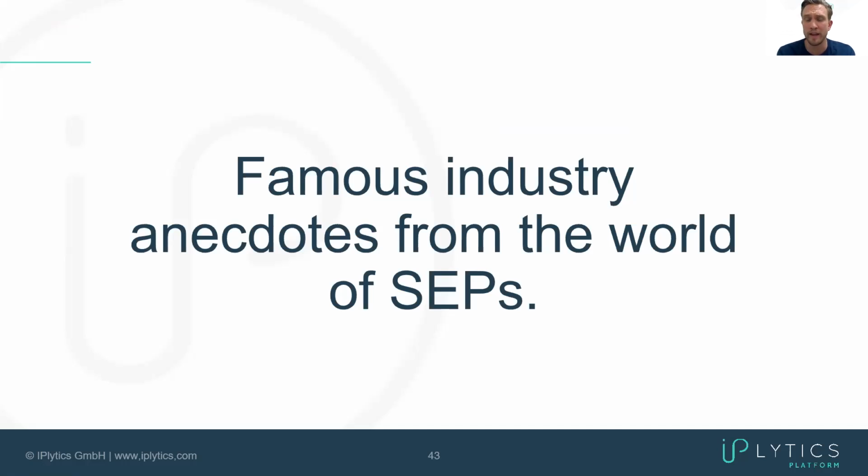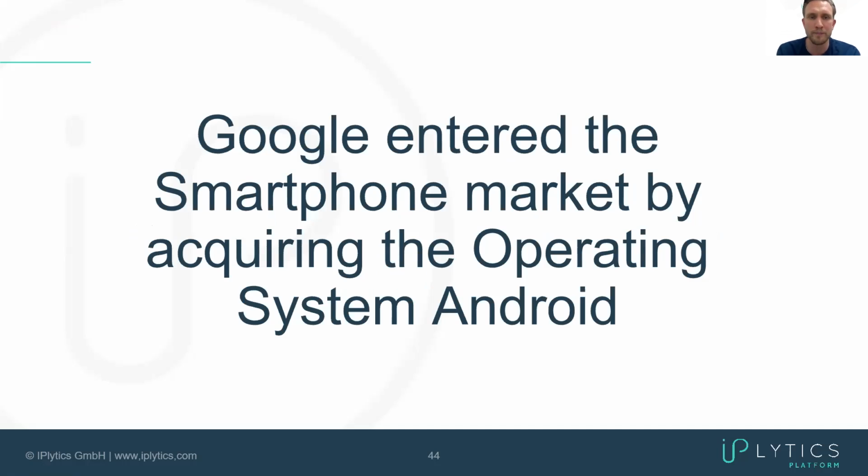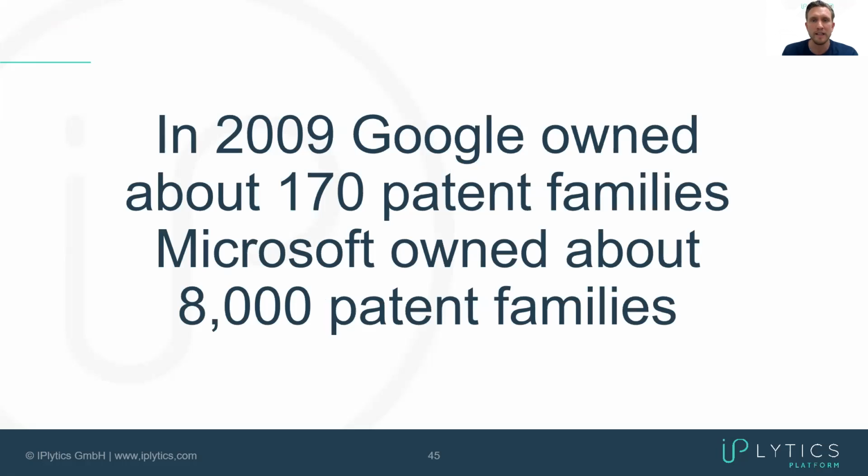Since there's not much time left, I'll rush a little bit through those industry anecdotes, but I think there are some great stories that I want to share with you. Google entered the smartphone market by acquiring the operating system Android, right? Many people do not know that Android was a startup that Google acquired, which was the foundation of their mobile operating system. In 2009, Google owned about 170 patent families, compared to a company like Microsoft, which owned over 8,000 patent families, right? So Google, in terms of patent ownership, was a no one. Google was nothing.